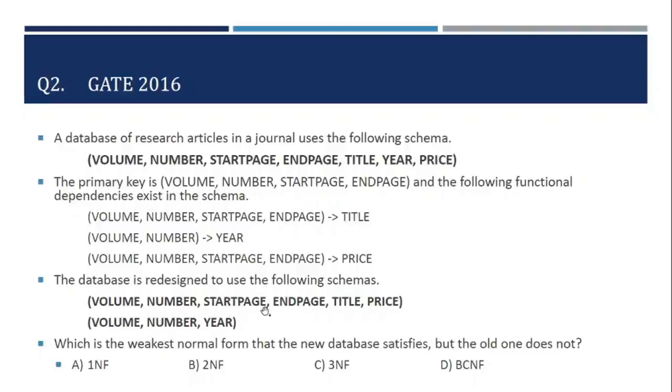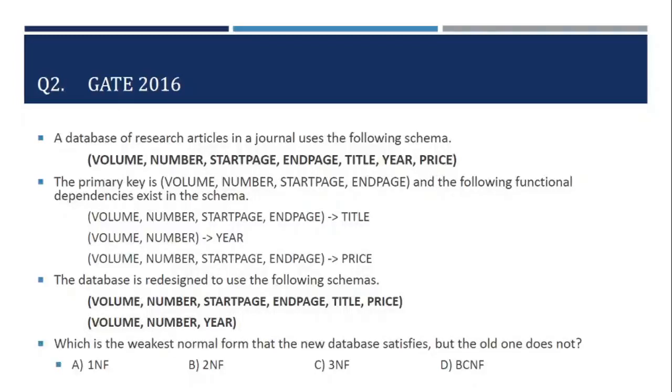Now the question is, which is the weakest normal form that the new one satisfies but the old one does not? So to answer this question, let us find what is the strongest normal form that is satisfied by the first schema, and similarly what is the strongest normal form that is satisfied by the revised schema.